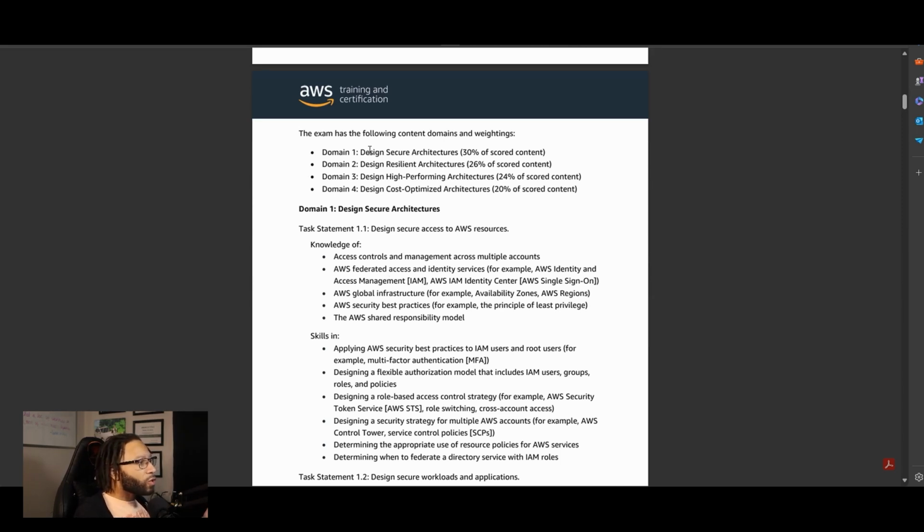So you have four different domains for this exam. The first domain is design secure architectures, and it's weighted about 30% of the exam. The second domain is design resilient architectures, which is 26% of scored content. Domain 3 is design high performing architectures, which is 24%. And then domain 4 is design cost optimized architectures, which is 20%.